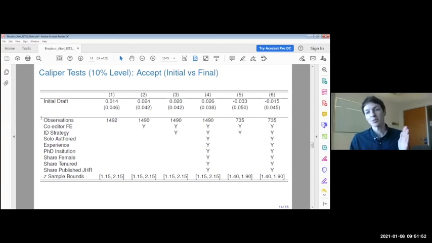Comparing accepted papers from the beginning to the end of the process, there's really not much happening. The distribution of test statistics doesn't really change while you go through answering the referee reports and everything. It doesn't really change the significance of the point estimates.